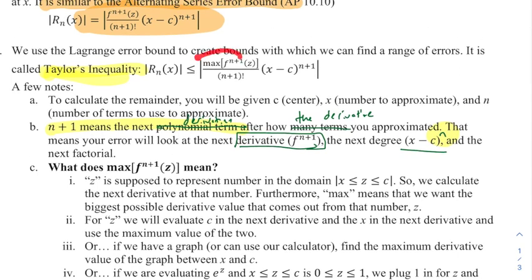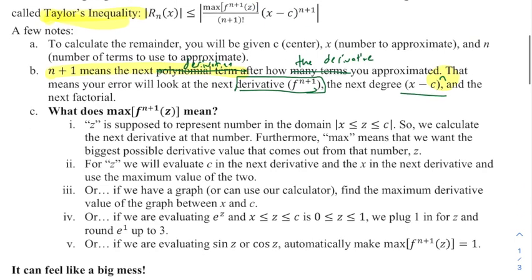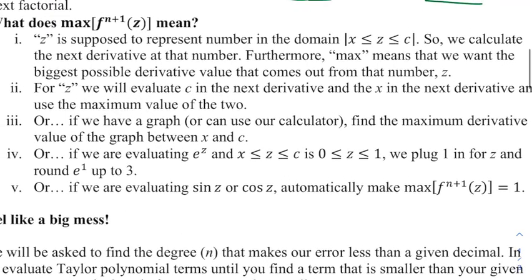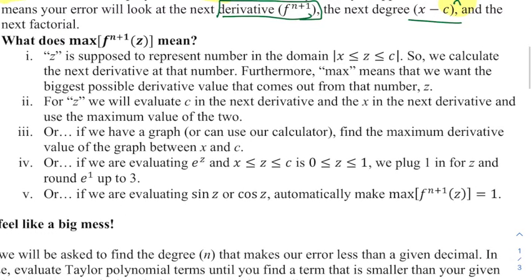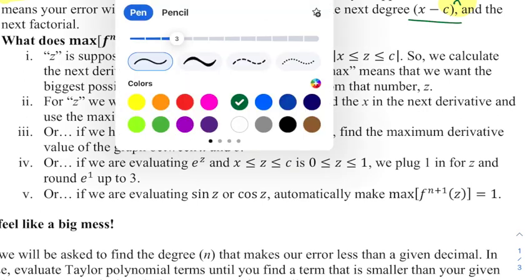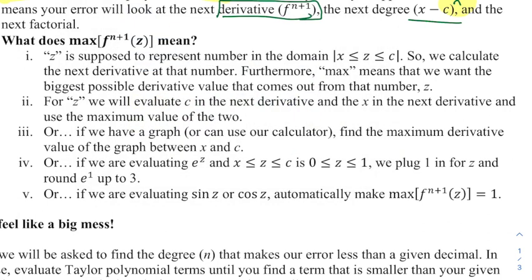Here's the hard part. This whole idea, max of f to the n plus 1 of z. Okay, first of all, max is a weird word. What's that mean? We know it means maximum, but what does that mean in the application of this? And then what does z mean? We don't even have a z anywhere. X, c, n, but z all of a sudden comes up. So what in the world? All right, so here we go. And this is sometimes the hardest thing to understand. In the terms of AP Calculus, it's just not used in a terribly crazy way. So let's talk about it.